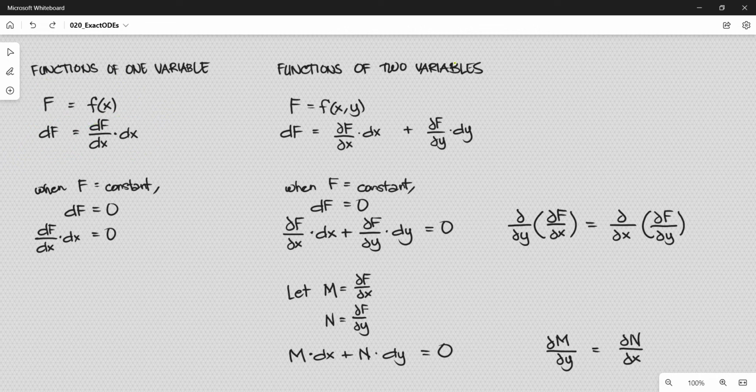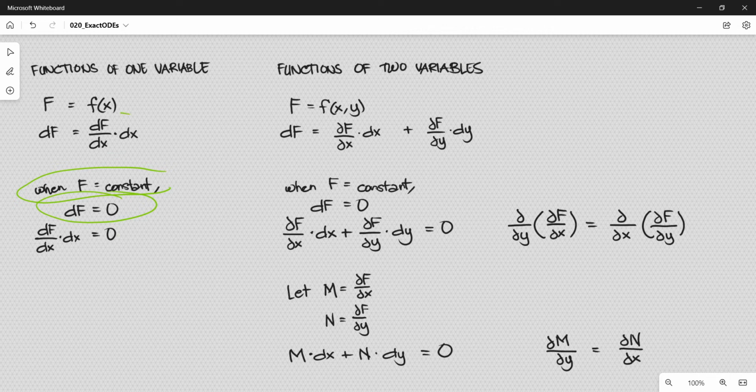So functions naman of two variables, tulad nitong f na function ng x and y, ang df equals sa partial derivative of f with respect to x multiplied to dx plus partial derivative ng f with respect to y multiplied to dy. Okay? Kapag ang f ay constant, then ang df equals sa 0.